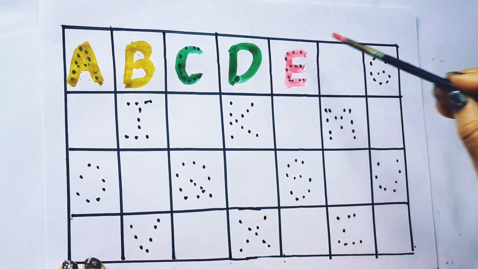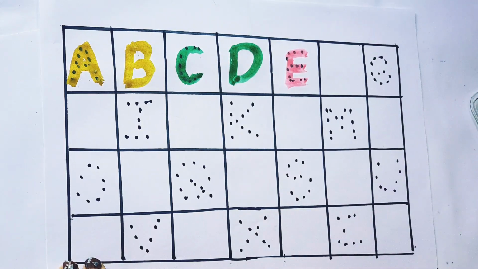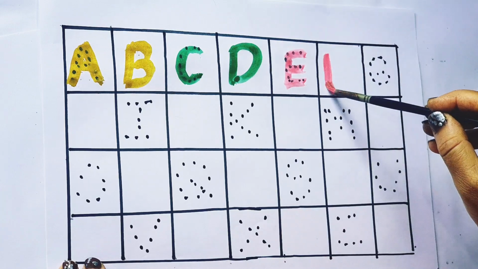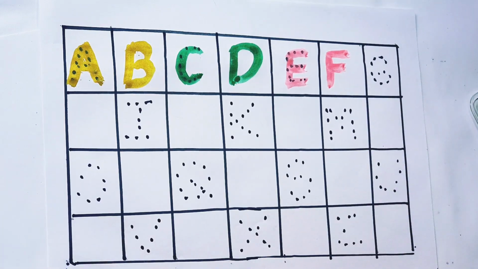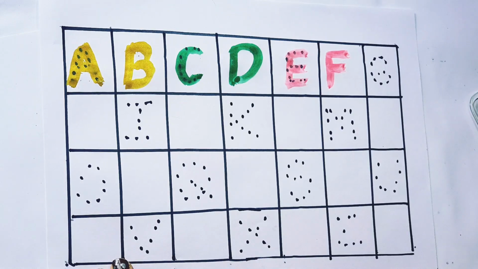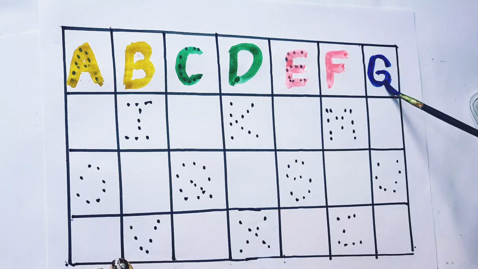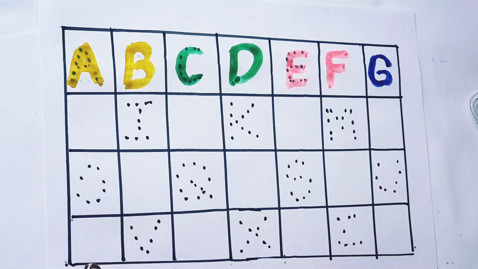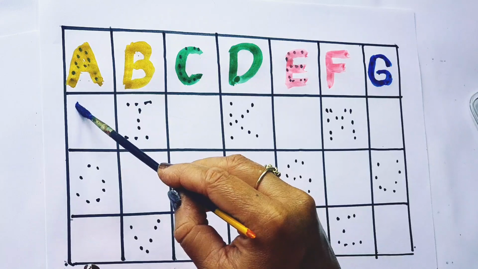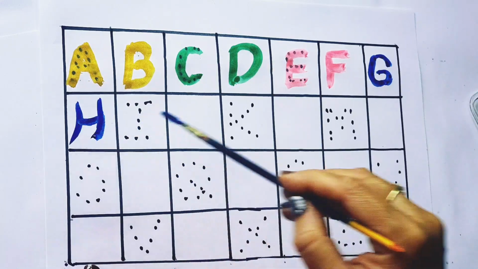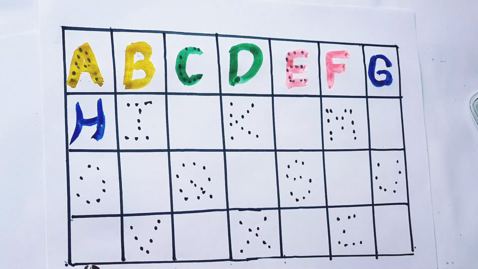E for egg. E for eggplant. F for frog. F for fish. G for goat. G for girl. H for house. H for home.